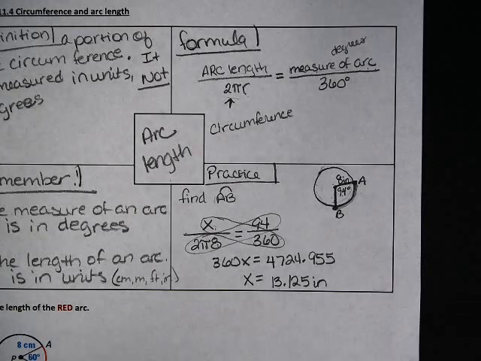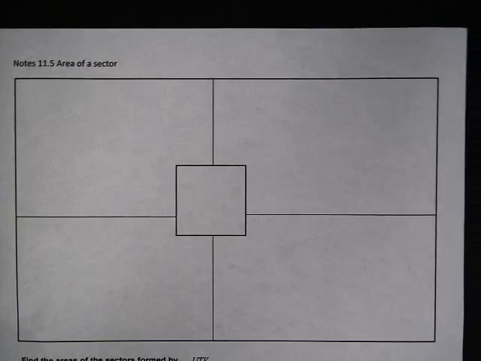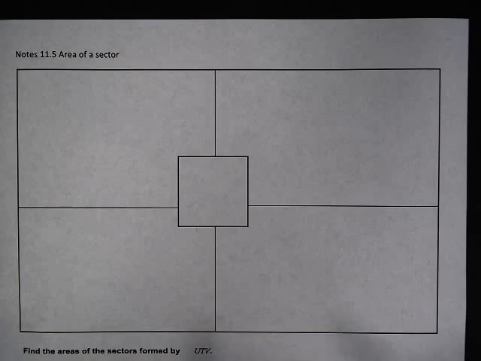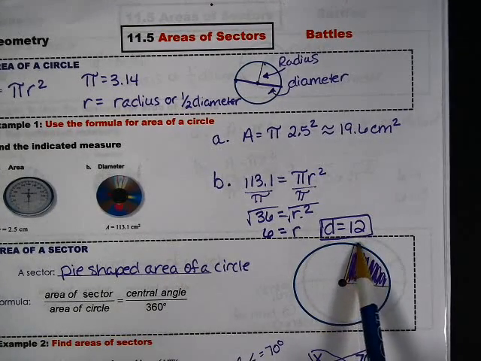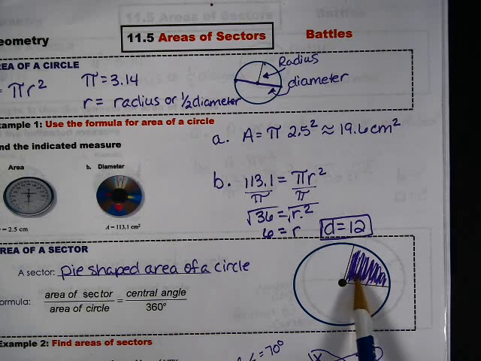Okay, then the second part of the notes is 11.5, which is the area of a sector. Now a sector is a pie-shaped piece of a circle. If you were to cut a circle, a pizza, into different pieces, this would be considered a sector. Sectors are on your CDs.